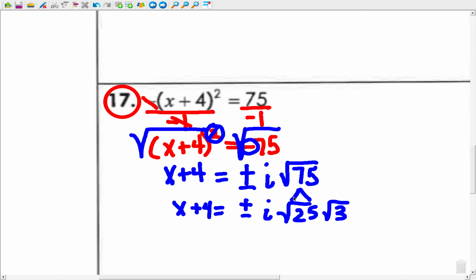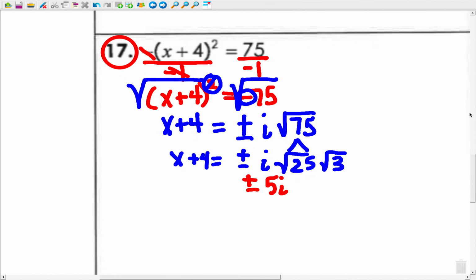Simplify this portion right here, because this will now become 5i. So I've got plus or minus 5i. And whatever's in the radical, y'all, we're just going to leave that in there, okay? So the square root of 3. The square root of 3 is in the radical. Bring down your equal sign. Bring down your x plus 4.